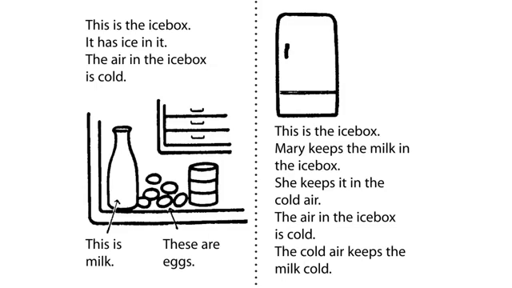This is the icebox. It has ice in it. The air in the icebox is cold. This is milk. These are eggs. This is the icebox. Mary keeps the milk in the icebox. She keeps it in the cold air. The air in the icebox is cold. The cold air keeps the milk cold.